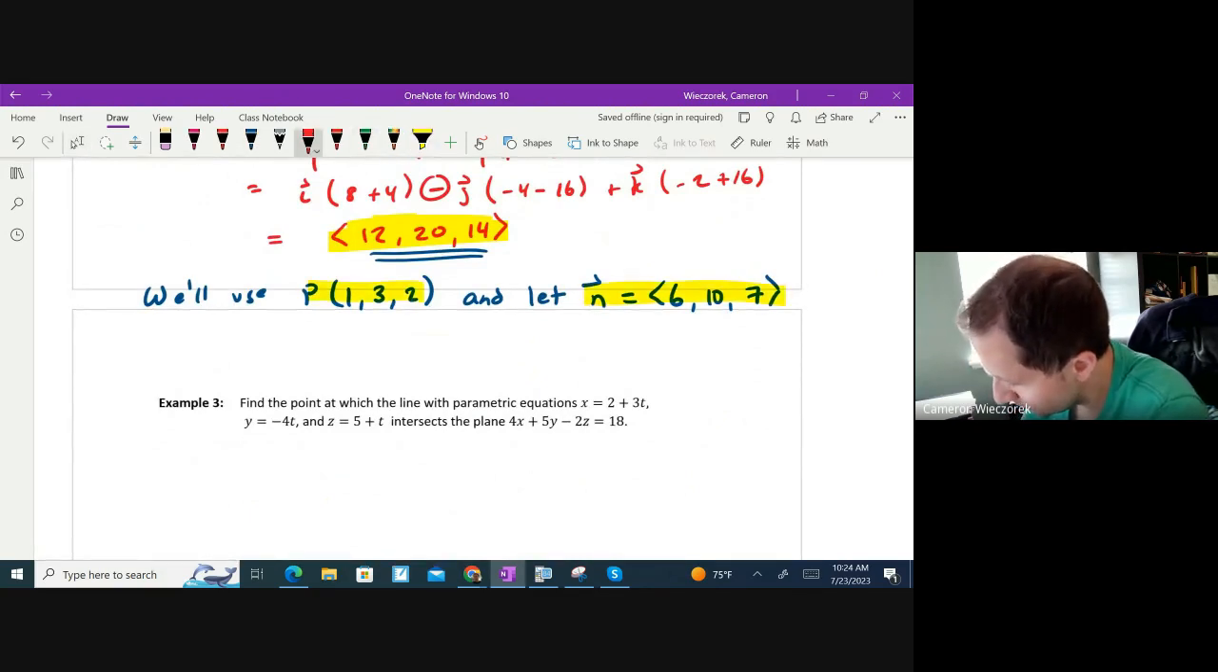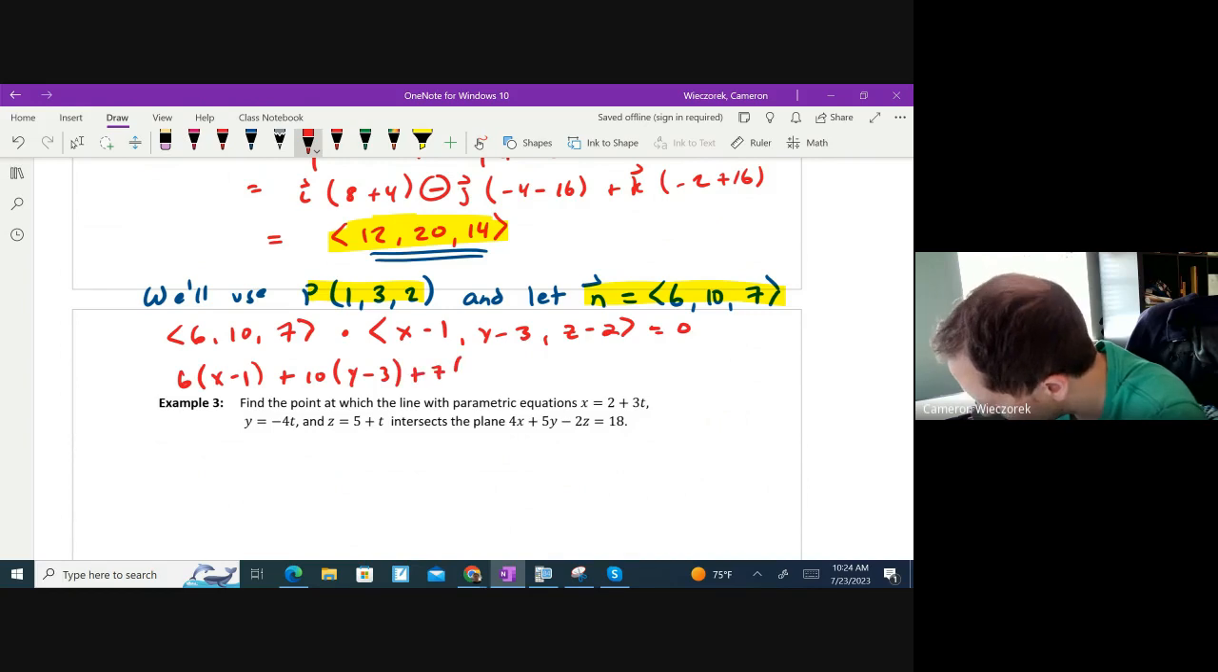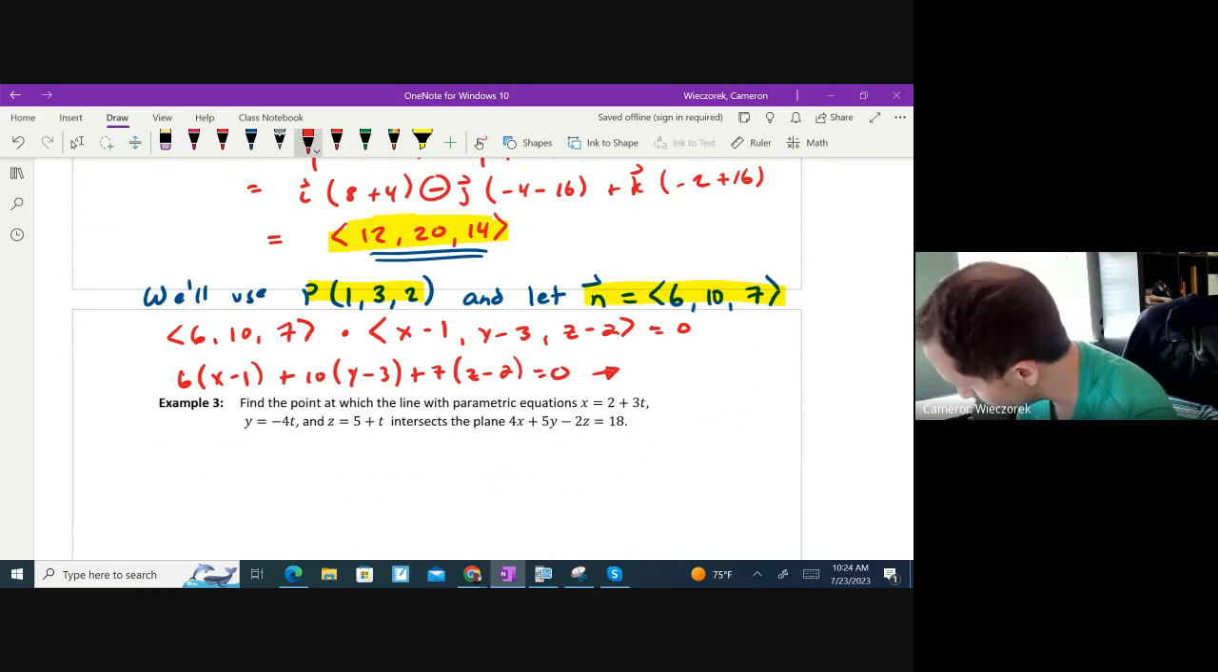There's our point. And so our equation would be, we're going to have 6, 10, 7 dotted with x minus 1, y minus 3, z minus 2 equals 0. And expanding, we're going to get 6 times x minus 1 plus 10 times y minus 3 plus 7 times z minus 2 equals 0. If you distribute and clean that up, you should get 6x plus 10y plus 7z equals 50.